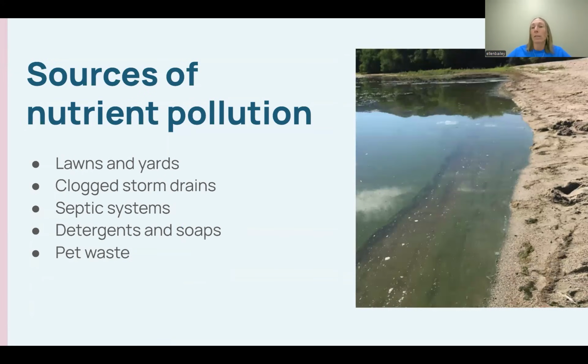Additionally, there's other nutrient pollution that we maybe have a little bit more direct impact on. Any nutrients or fertilizers that we might add to our lawns, clogged storm drains, or leaves and things that get into the storm drains, those all go downstream. And anything running off of the land, the roads, can end up in our streams. Septic systems, if they're not maintained, might leak. Also, some detergents and soaps have phosphorus in them that can get into our waterways. And pet waste, being responsible and picking that up also helps to keep nutrients from getting into our waterways.